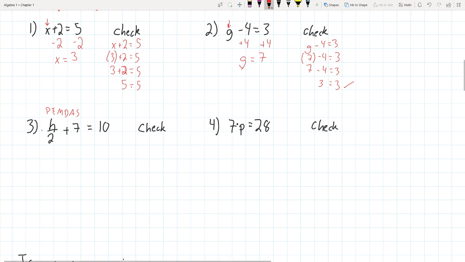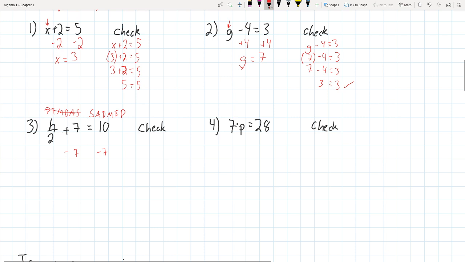In algebra, whenever we're solving for a variable, we're not going to use PEMDAS. We're actually going to use it going backwards, so I call it SADMAP. I ask, is there any subtraction that I need to take care of? No, there isn't. Is there any addition? Yes, I need to get rid of this plus 7. So I'm going to subtract 7 from both sides.